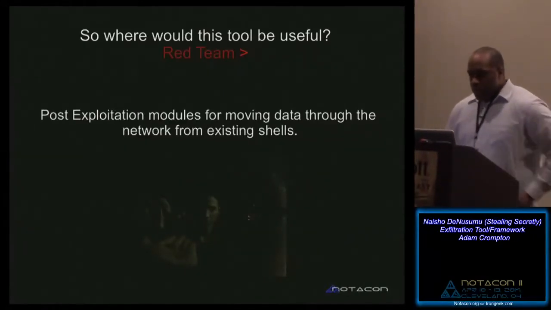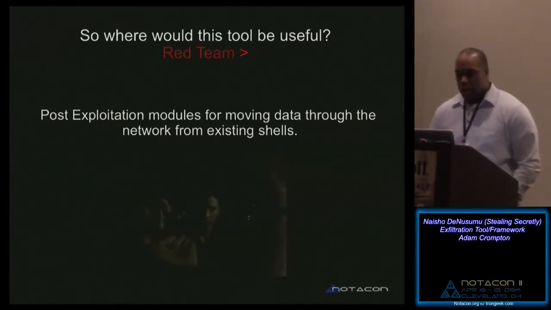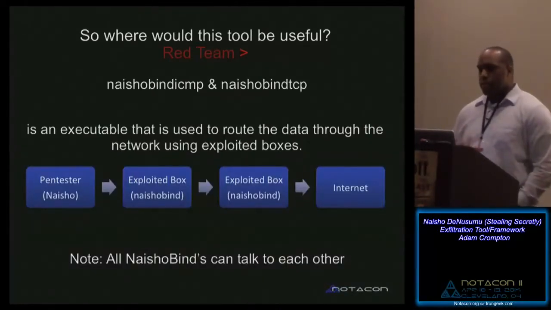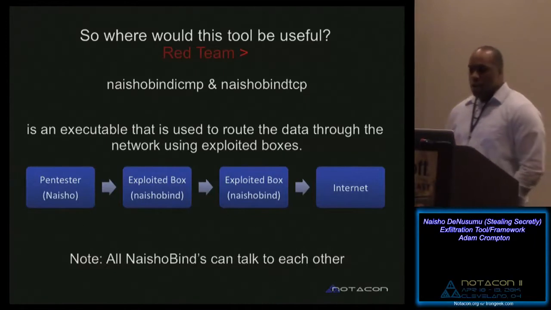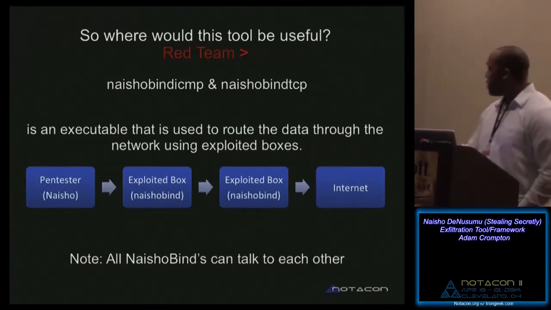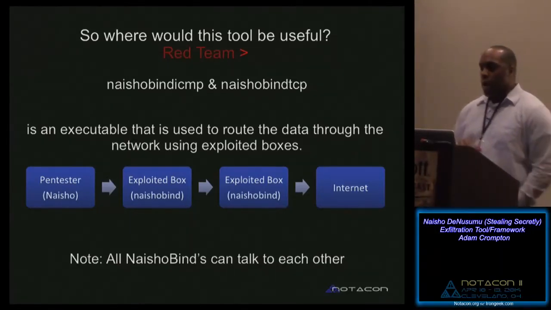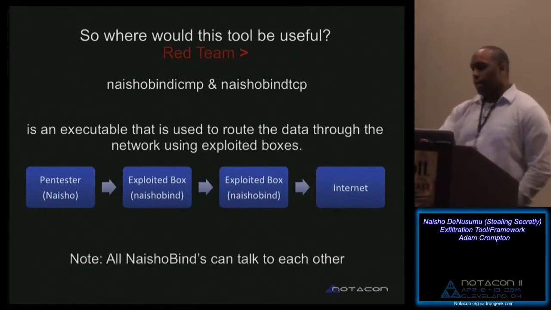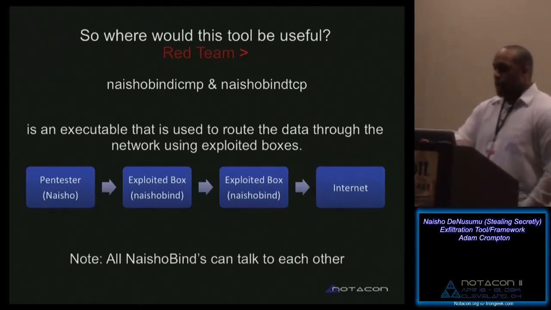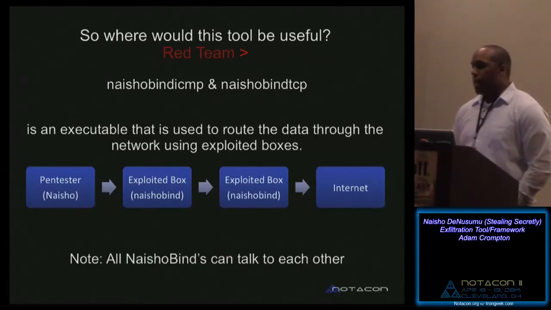So if it's an HTTP reverse shell, it'll send it out HTTP, same way with any other port. Another way is pretty much post-exploitation modules for moving data through the network from existing shells. And I also created 2 different executables that you can actually use to route data through exploited boxes. So if I'm the pen tester on the Naisho box, and I have 2 different exploited boxes and I have shell on them, I can pretty much drop Naisho binds on those routes and route my data out through the ones that have access out to the internet. So from the Naisho box to the exploited box to the next exploited box and then to the internet. And pretty much all Naisho binds can talk to each other.